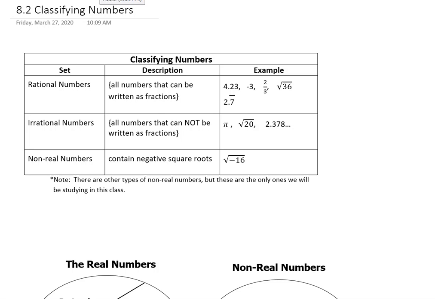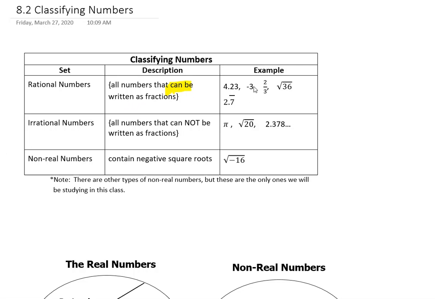Okay, before we get into looking at the discriminant, we need to be sure that we understand how to classify numbers as either rational, irrational, or non-real. Rational numbers are numbers that can be written as fractions. Irrational numbers are numbers that cannot be written as fractions. And one thing I want to point out here is that it's not necessarily that the numbers are fractions, but they can be written as fractions.